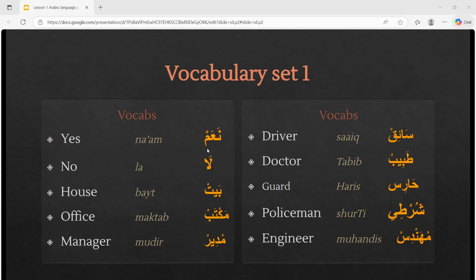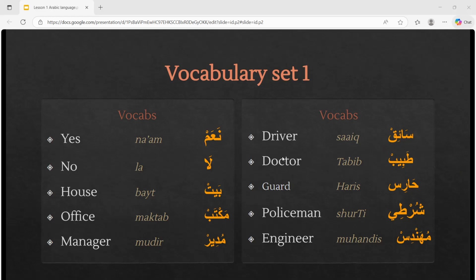All right, so we can start over here. Naam. Naam means yes. La means no. Bait, house. Maktab, office. Mudir, manager. You can also use mudir for a director. All right, let's go on this side here.